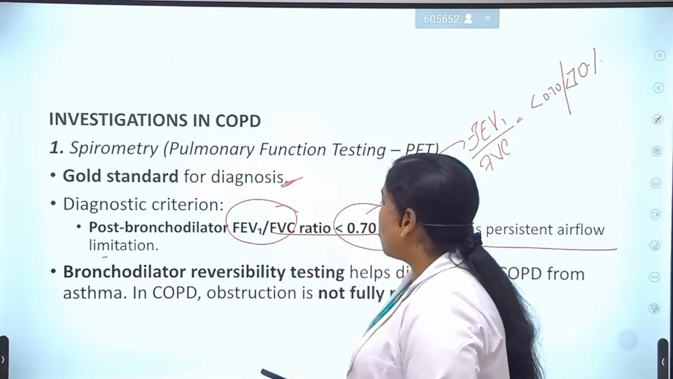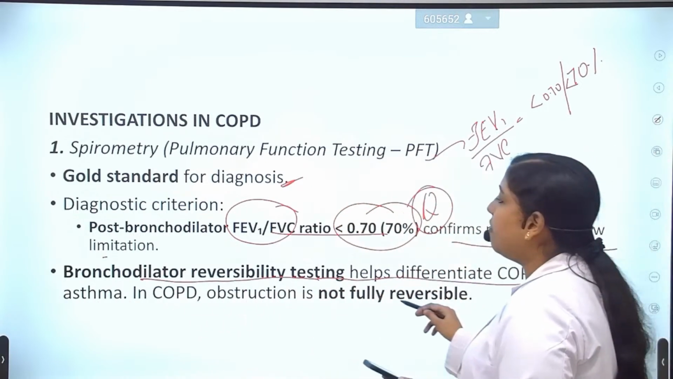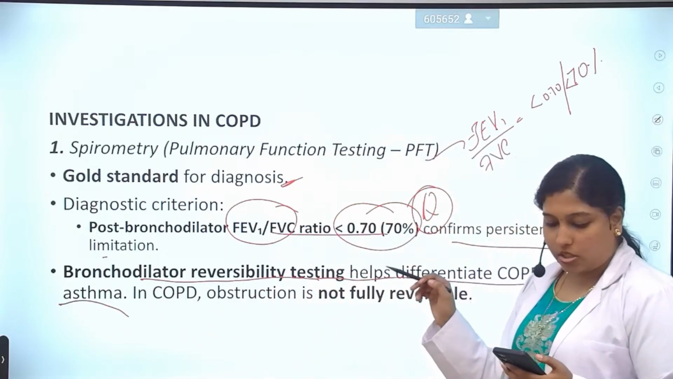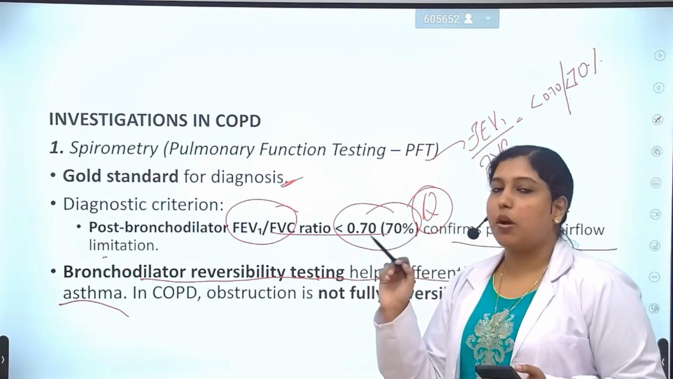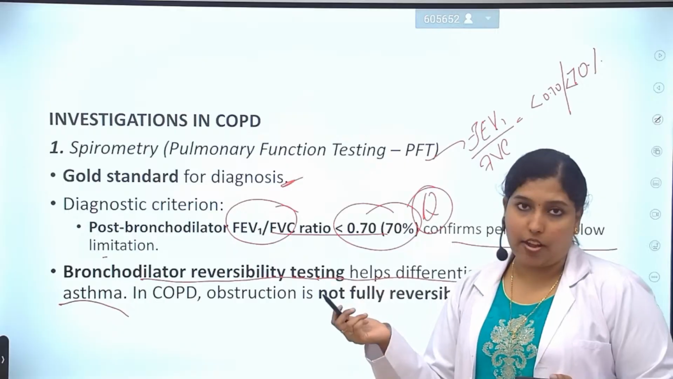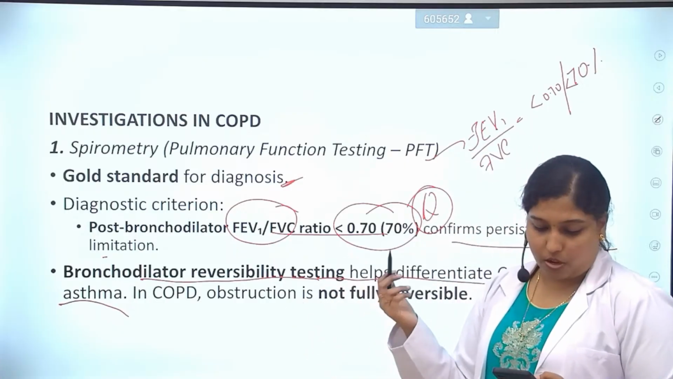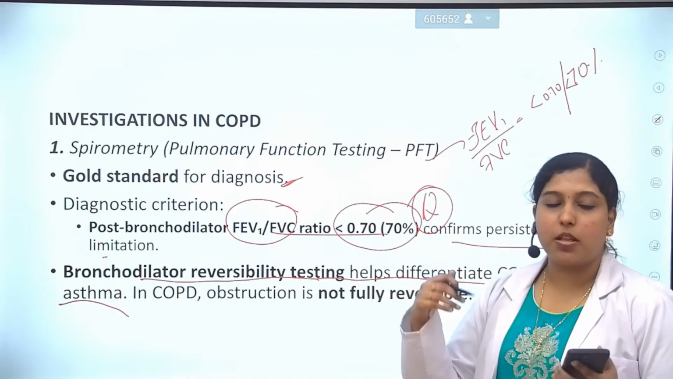Bronchodilator reversibility testing helps to differentiate COPD from asthma. As I said, both COPD and asthma are obstructive lung diseases. Whenever you give bronchodilators, the asthma patient will reverse their airflow limitation, but your COPD patients will not be reversed. That's how you can differentiate whether the patient is a COPD patient or an asthma patient.